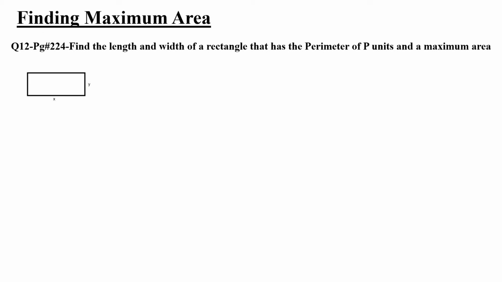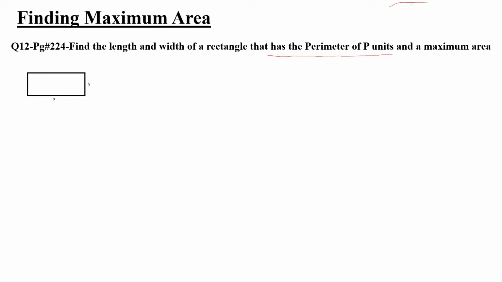So let's see how to solve the optimization problems in which we have been asked to find the length and the width of a rectangle that has the perimeter of p units and a maximum area. So according to this one, the given equation is: find the length and the width of a rectangle that has a perimeter of p units. So the perimeter of the rectangle is given.